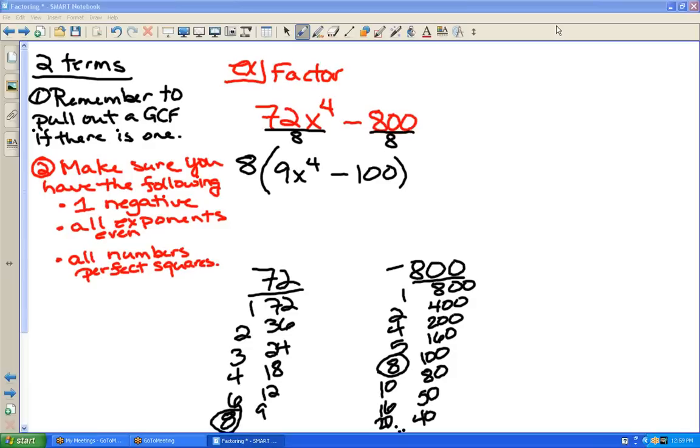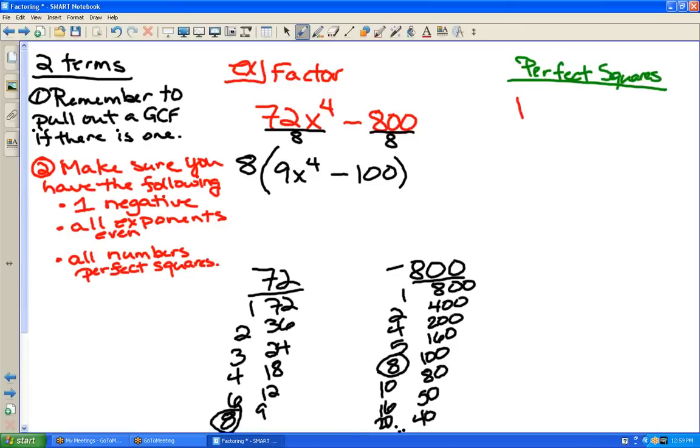So I'm looking for a negative sign. It might be in the middle or it might be in the front, but I just need one of them to be negative. I need all the exponents to be even, which I have, and then I need all the numbers to be perfect squares. So I need to know what perfect squares are. You can have yourself a list of these or just recognize them, but some of them people forget.